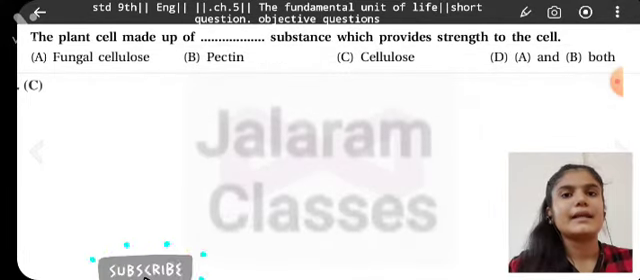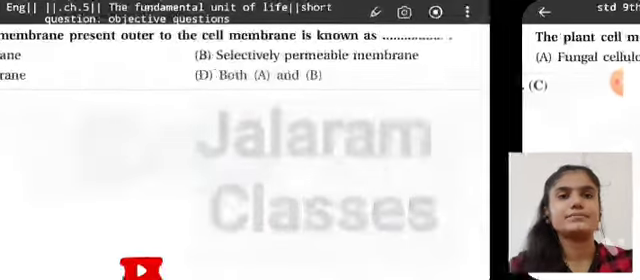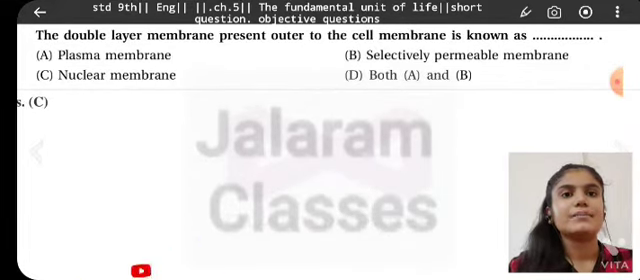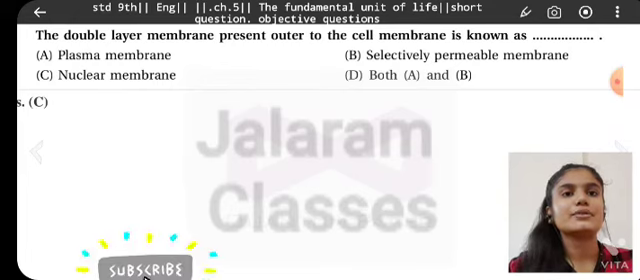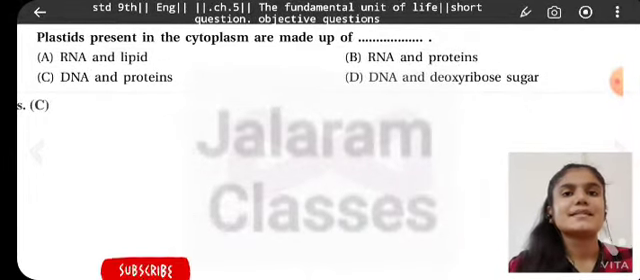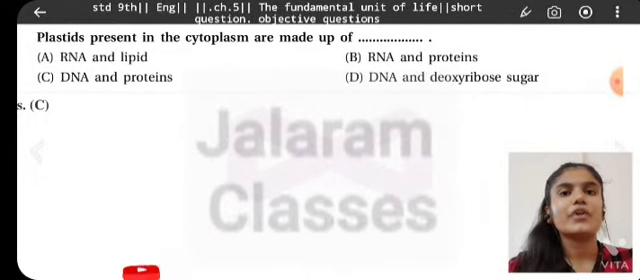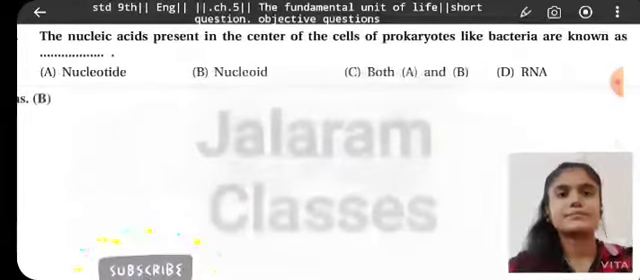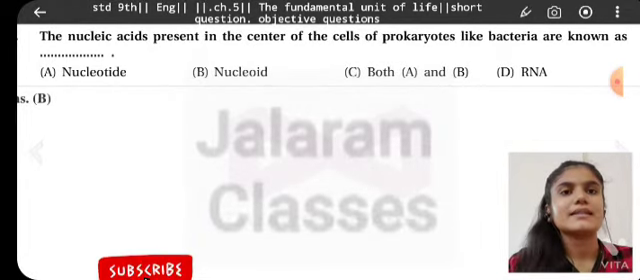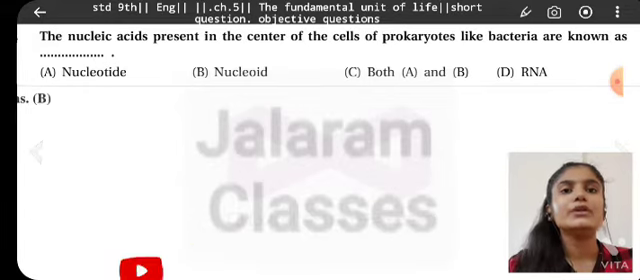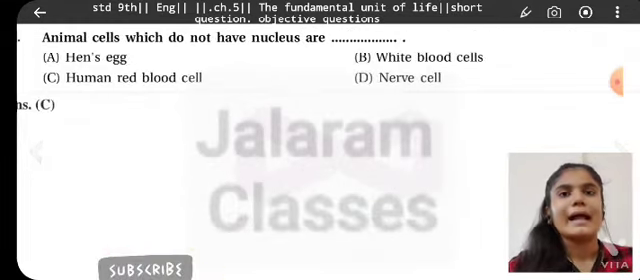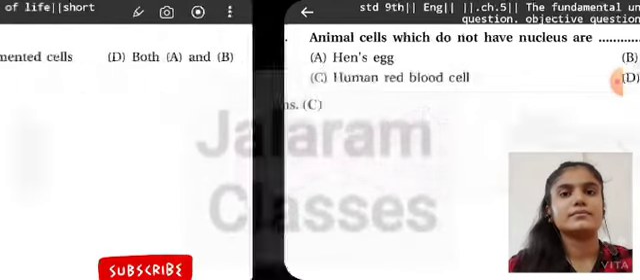The plant cell is made up of cellulose, a substance which provides strength to the cell. The double layer membrane present outer to the cell membrane is known as nuclear membrane. Plastids present in the cytoplasm are made up of DNA and proteins. The nucleic acids present in the center of the cells of prokaryotes like bacteria are known as nucleoid. Animal cells which do not have a nucleus are human red blood cells.